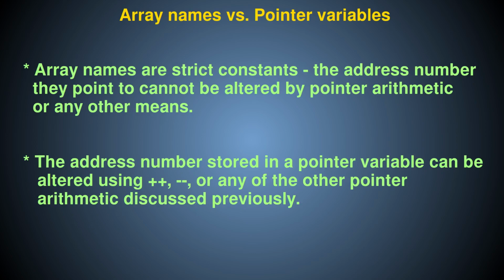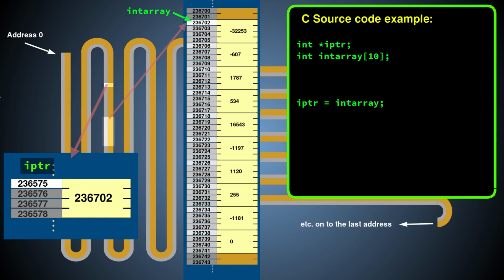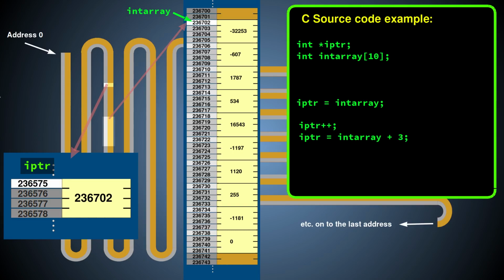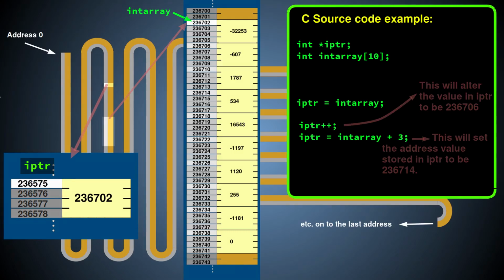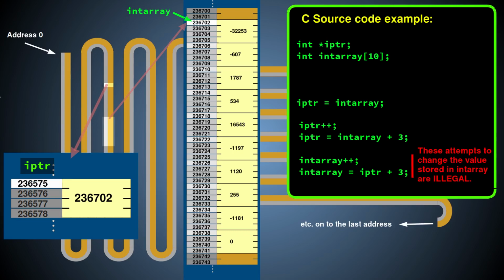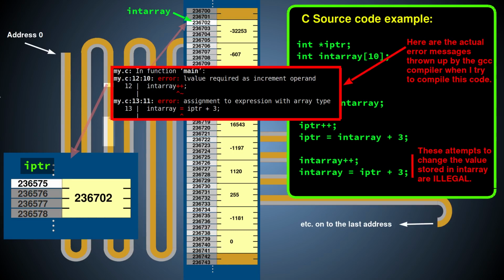pointer can. For example, in this source code I have set up the pointer variable iPointer to hold the same address value as the array name intArray. The value stored in iPointer may be changed by incrementation and assignment operations, but the value stored in intArray cannot undergo these alterations. If you try to do something like this, or this, the program will not compile, and the compiler should throw up an error to explain why.